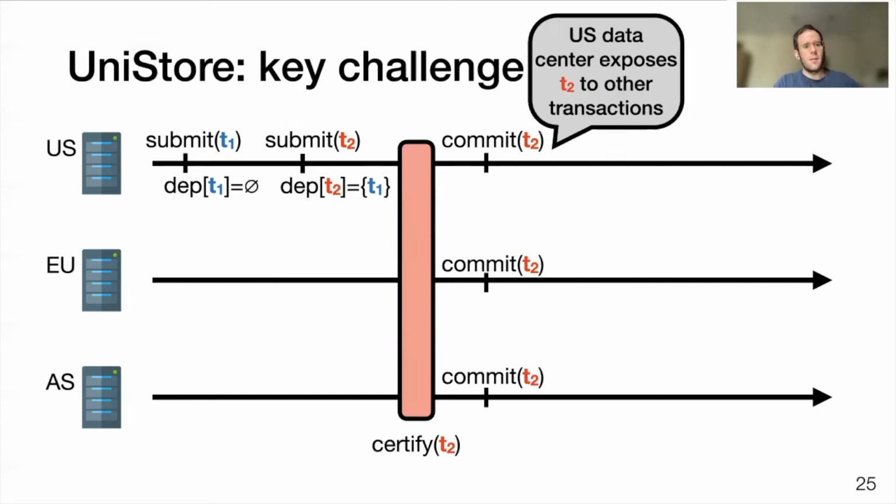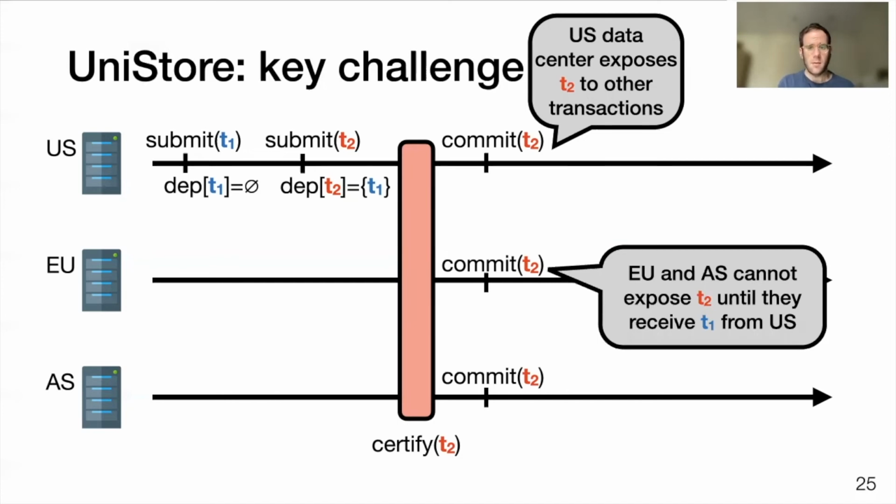Note that the data center in the US will be able to expose T2 immediately to other transactions, meaning that other transactions will be able to read T2 locally because it already replicates T2 and the dependencies of T2, which in this case is T1. Nevertheless, the other data centers won't be able to expose it until they receive T1 from the States.